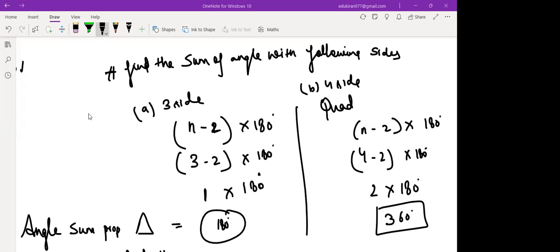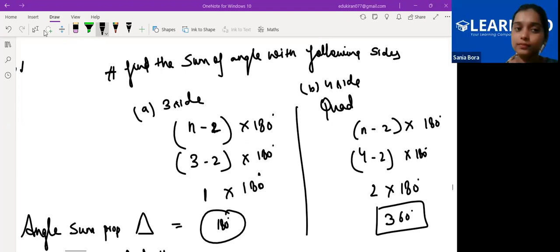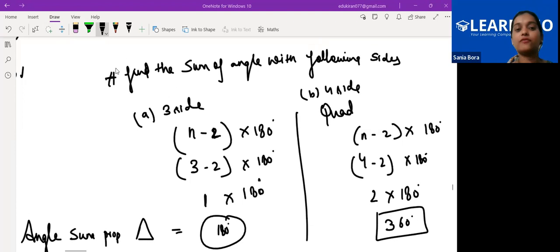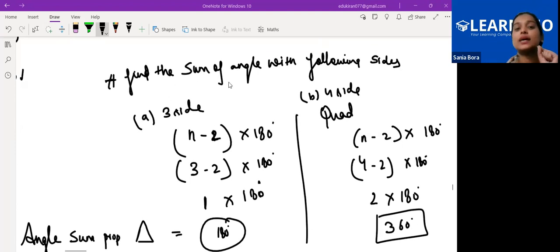Ma'am, can you tell one more time? First, you will put a heading: Find the sum of angles with the following sides. So first, part A has 3 sides. So what will be the sum of that? It will be 180. And for 4 sides, it will be 360. Okay, ma'am.